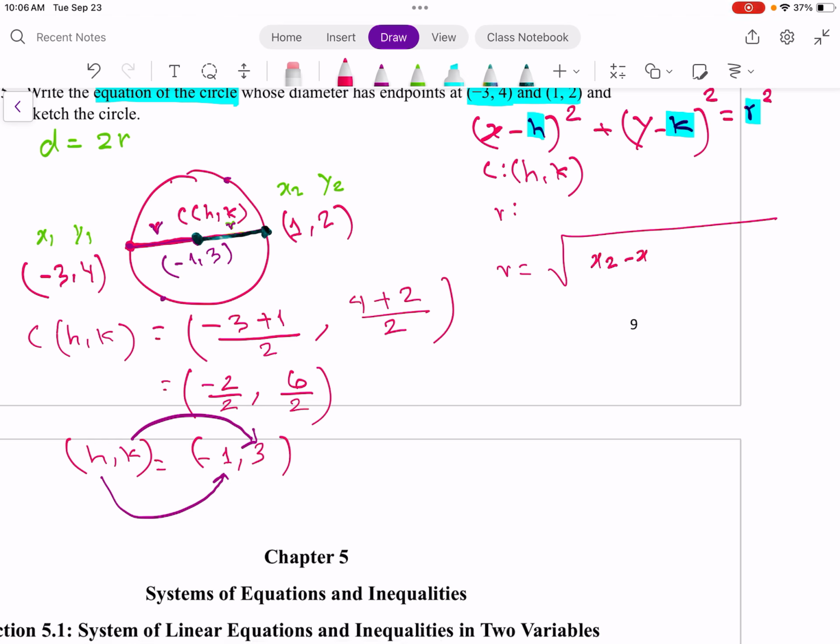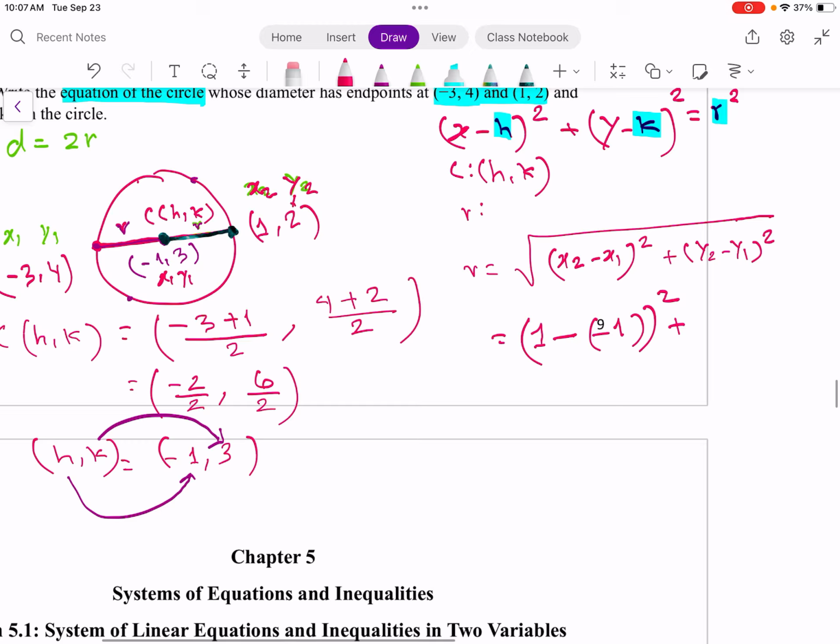So r is the square root of (x2 minus x1) squared plus (y2 minus y1) squared. This is the general formula. Now let's call our center point (x1, y1), and this is our (x2, y2). Now we substitute here. x2 is 1, so 1 minus x1, which is minus 1. Make sure to have parentheses, and the parenthesis is squared, plus y2. What is y2? y2 is 2 minus y1, which is 3, squared.